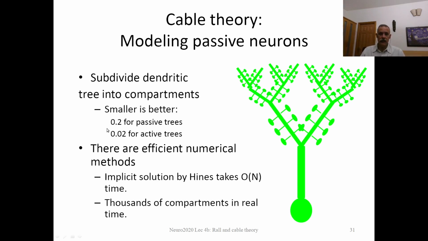If you have an active cell, if you have lots of voltage-gated ion channels, you need to make it 10 times smaller than that. These are just rules of thumb for how you do it. So that tells you how much you have to subdivide this complicated branching structure in order to make a good numerical cell model. And there are very good ways to do this. And you can do very large cell models very, very fast, in real time, in fact. And you'll see some simulations like that in due course.